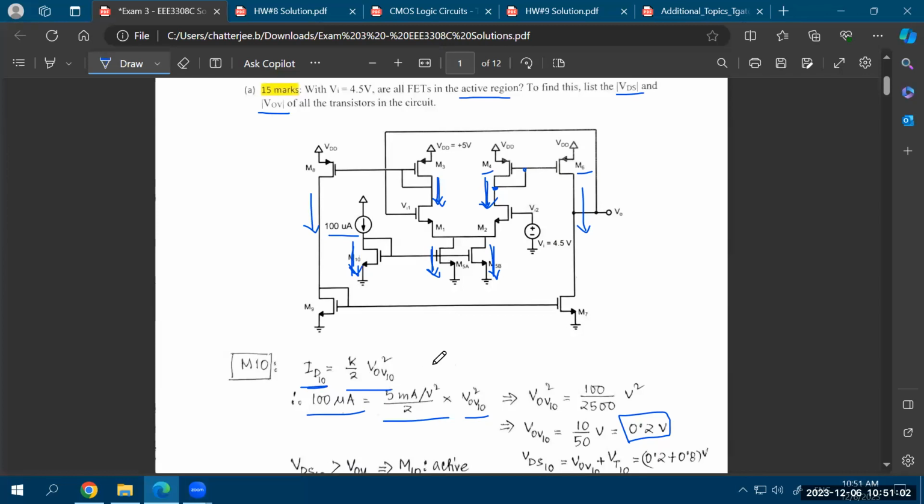So if you catch that, then the rest of the thing becomes very easy, because in a similar manner to how you solved your homework number 4, from your ID you find out the overdrive. From your overdrive, because you know the threshold voltage, you can find out what VGS is, and then you can find out all the voltages at every point in the circuit if you know the VGS. So that's what we'll do here.